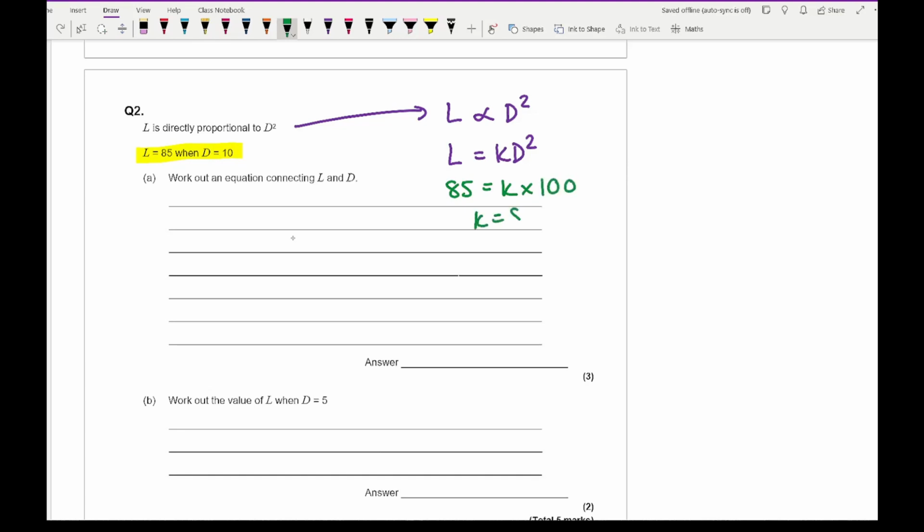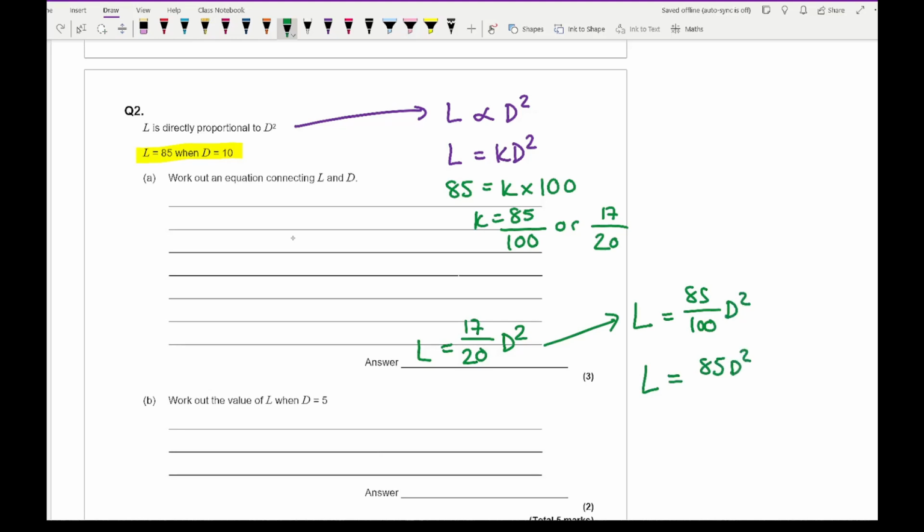So K equals 85 over 100. Now if you want to, you could leave the fraction as it is, or you could simplify it, which gives me 17 over 20. But on a non-calculator paper, it doesn't really matter. So the general equation is going to be that L is equal to 17 over 20 D squared. Or you could write it as L equals 85 over 100 D squared. Or you could write it as L equals 85 D squared over 100. Any of those would be absolutely fine.